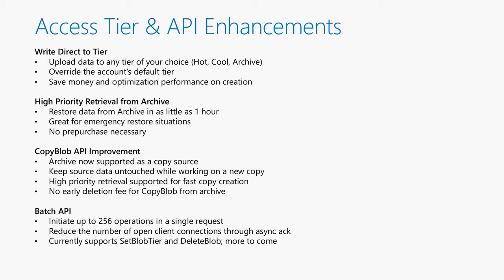And then lastly, we released a new API called Batch. This allows you to submit up to 256 operations in a single request. And this is acknowledged asynchronously, so you don't have to open multiple connections on your client to do Set Blob Tier or Delete Blob. You submit up to 256 Set Blob Tiers or up to 256 Delete Blobs, and we'll handle that asynchronously for you.